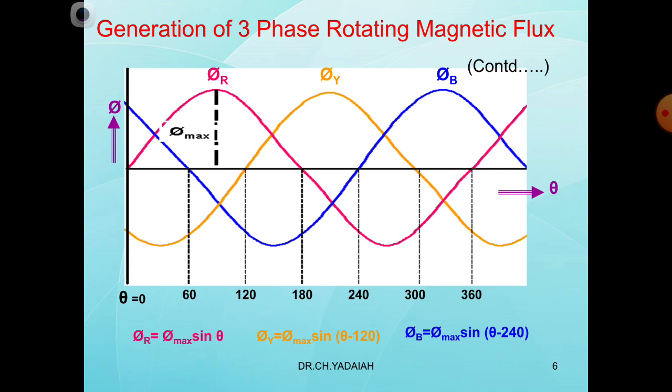Now let us first take the R phase. You can see starting at theta equal to 0 degrees, due to the sinusoidal nature, at the reference we have taken, this is the R phase, then phi r is equal to phi max sin theta. That is sinusoidal in nature. So phi r is equal to phi max sin theta.